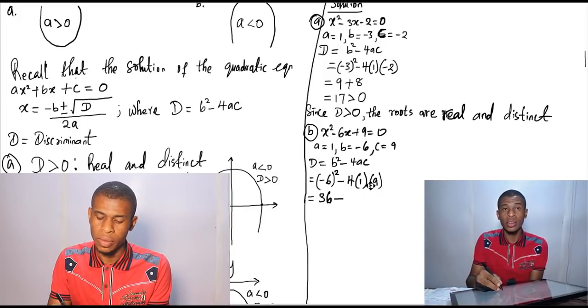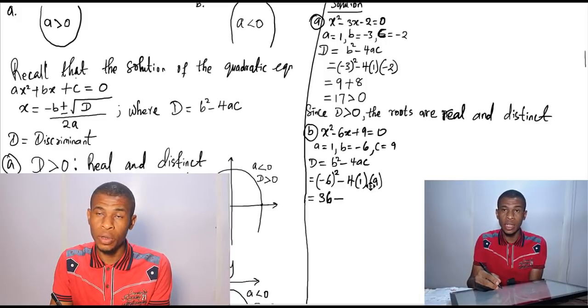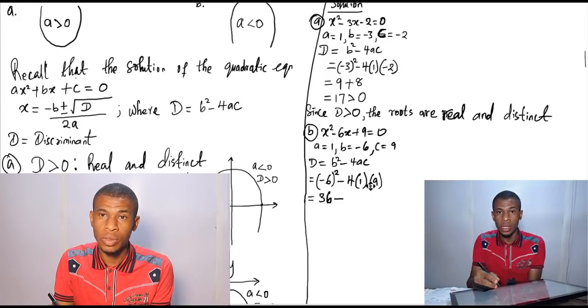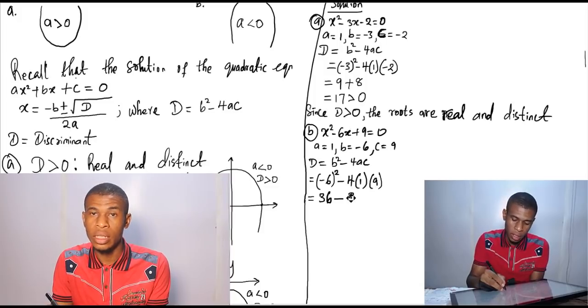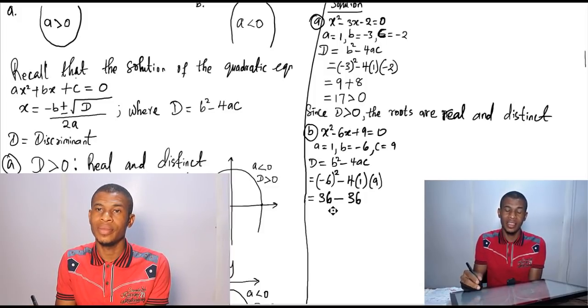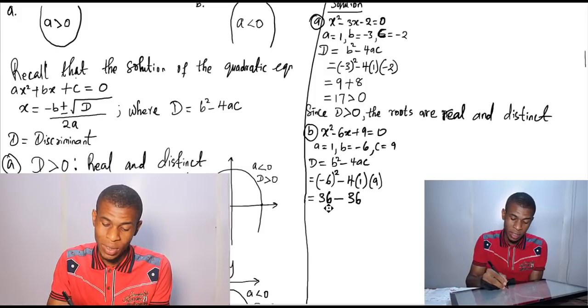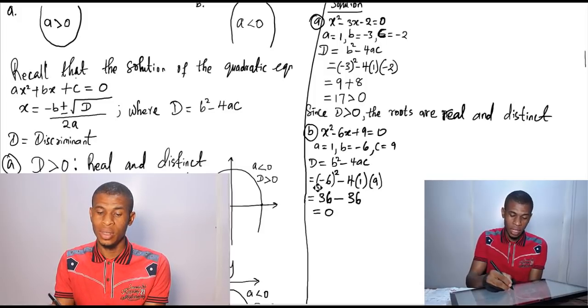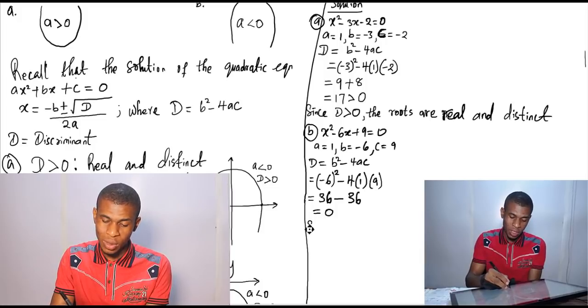Minus 4 times 1, 4. 4 times 9, 9 times 2, 18. Times 3, 27. Times 4, 36. So 36 minus 36 is equal to 0. D is equal to 0.